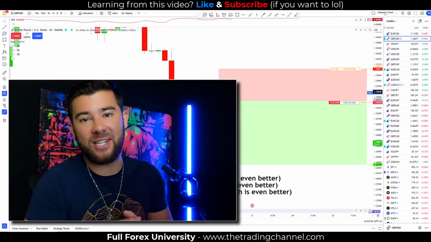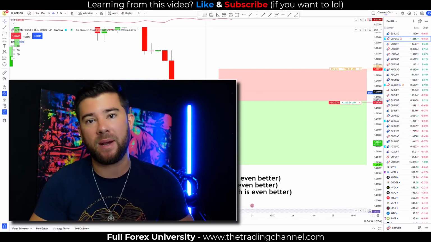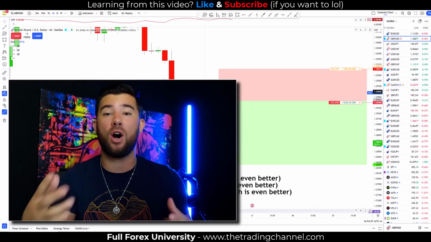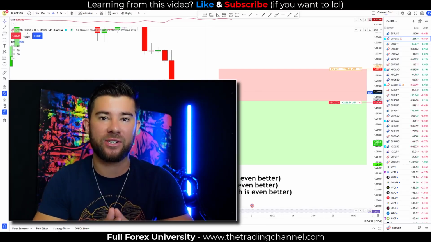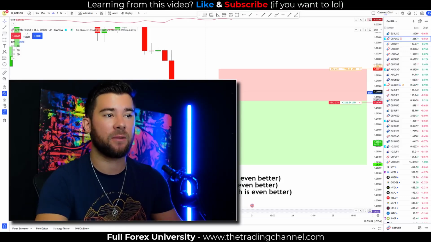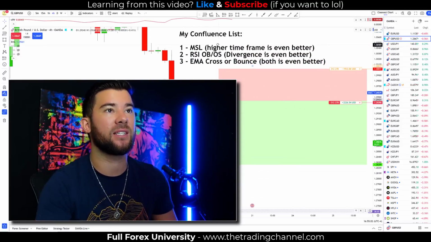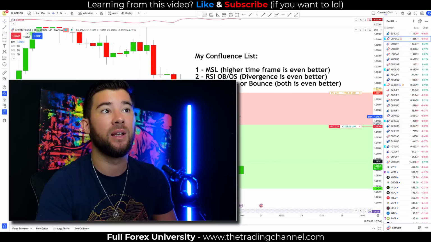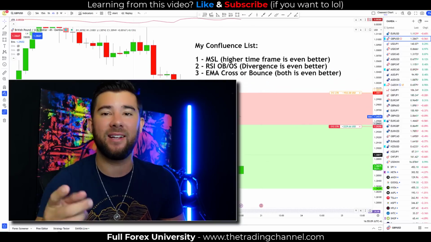So to close out secret number 2, never trade candlestick patterns without at least 2 other major technical factors in confluence with that candlestick pattern. Again, these are the confluences that I use. If you'd like to screenshot them and use them yourself, go ahead and do so.